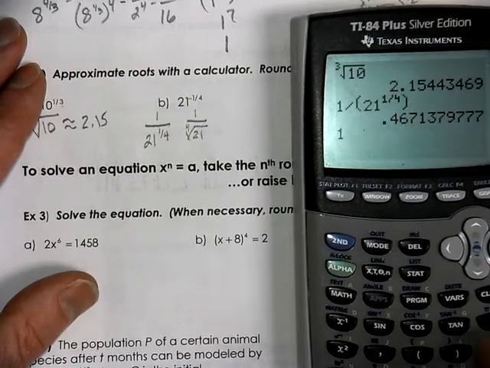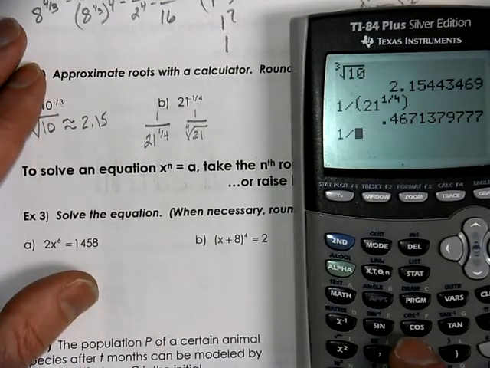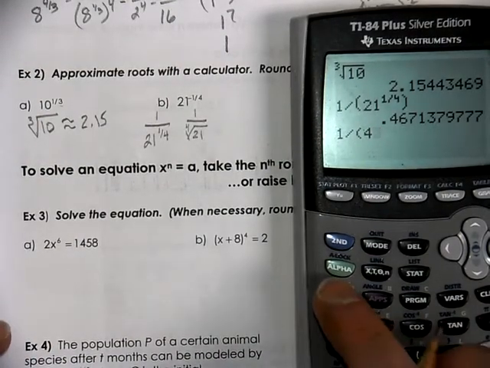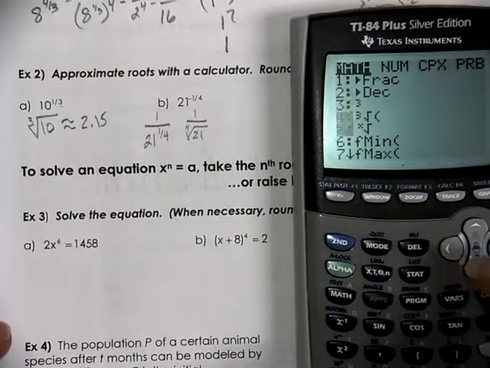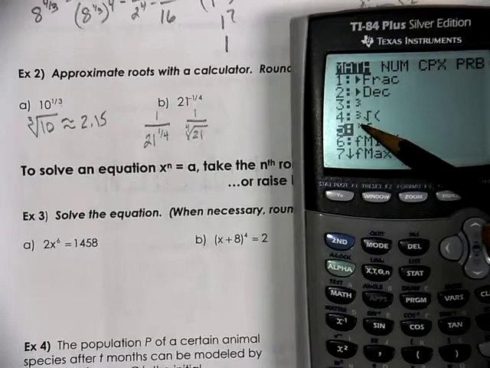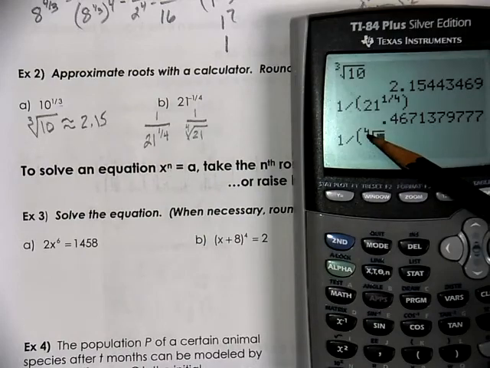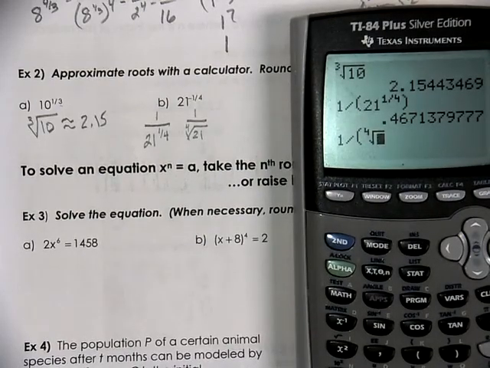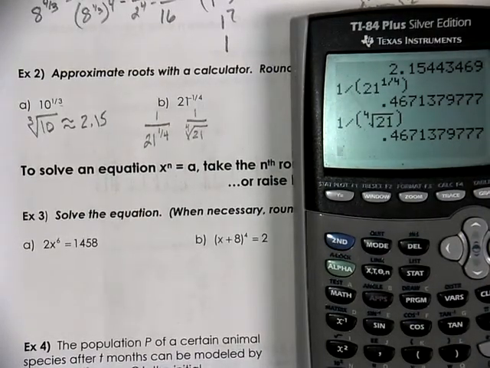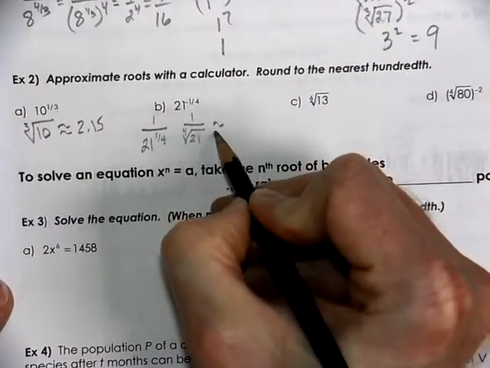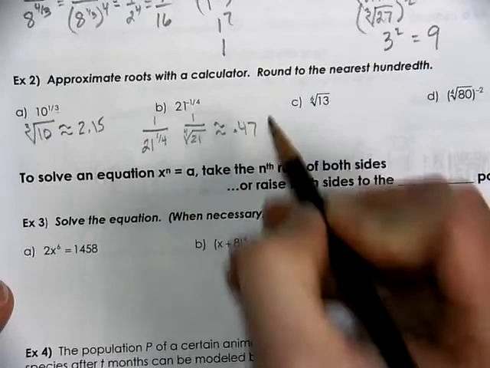Or you could say 1 divided by, we write our 4 as our index number, go back to math, down to the 5th spot. Look at the x, that's taking the value you put in front. It's not an exponent, I'm sorry, it's called the index. And we put 21 in there, and you'll see you'll get the exact same value. So either method you like to use. So this is approximately 0.47.